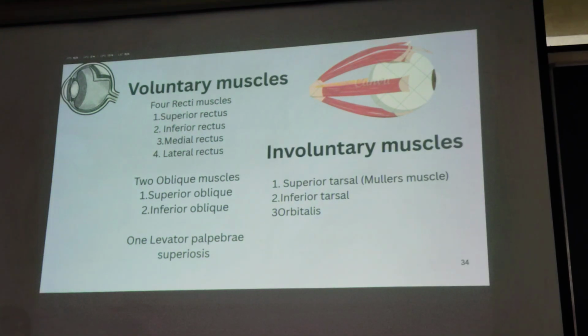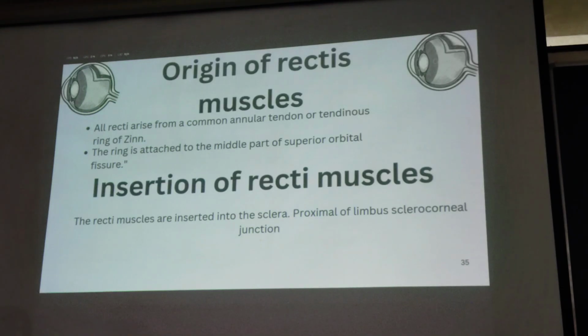Voluntary muscles: there are 4 recti, 2 oblique muscles, and 1 levator palpebrae superioris. The 4 recti are superior rectus, medial rectus, lateral rectus, and inferior rectus, and the obliques are superior oblique and inferior oblique. And there are 3 involuntary muscles: superior tarsal, which is also known as Muller's muscle, inferior tarsal, and orbitalis.